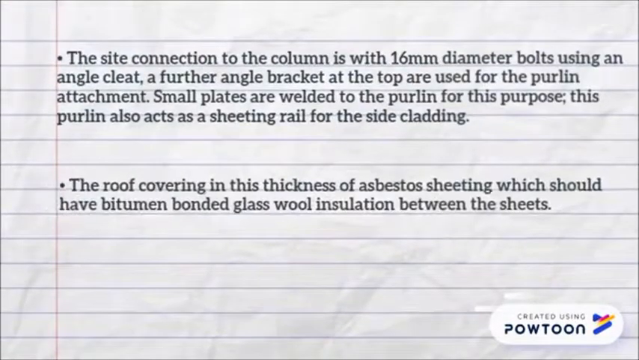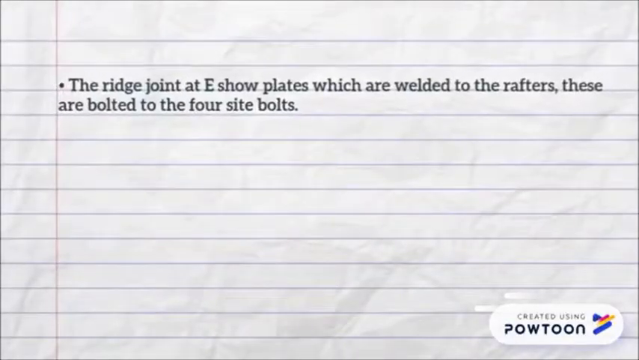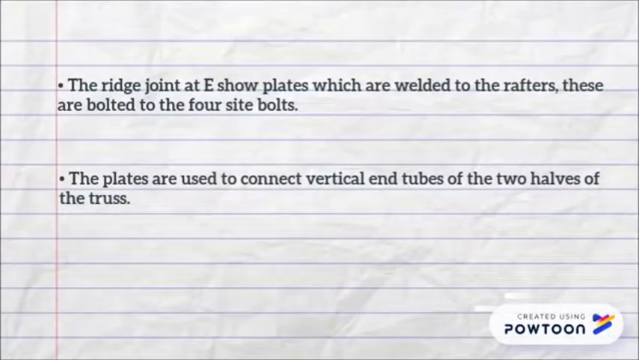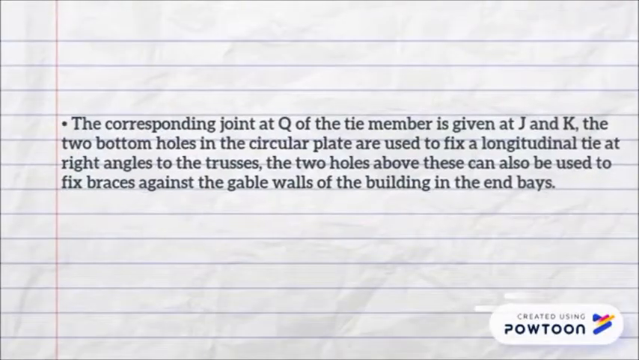The roof covering is asbestos sheeting, which should have bitumen bonded glass wool insulation between the sheets. The plates are used to connect the vertical end tubes of the two halves of the truss. The corresponding joint at Q of the T-member is given at J and K. The two bottom holes in the circular plate are used to fix a longitudinal.